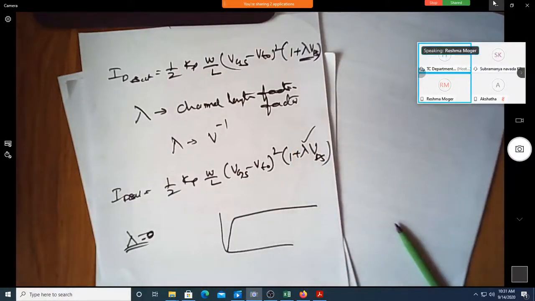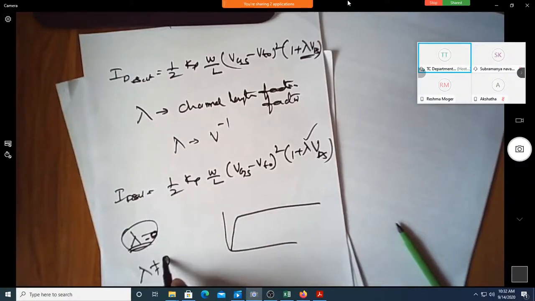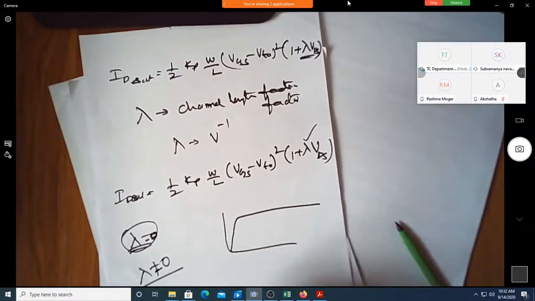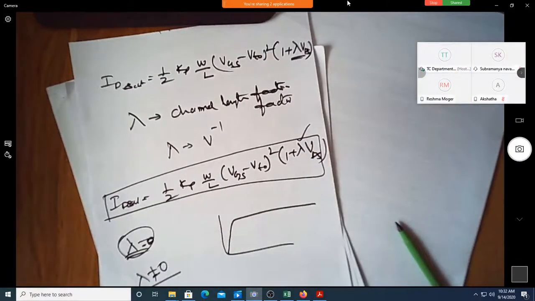Maybe in a few problems we have considered lambda as 0, if you can remember the previous 1 or 2 examples. Correct? That means the transistor doesn't have channel length modulation taken into effect. So then only this lambda becomes 0. If lambda is non-zero, then we consider the channel length modulation effect, and then we have to use this exact equation.